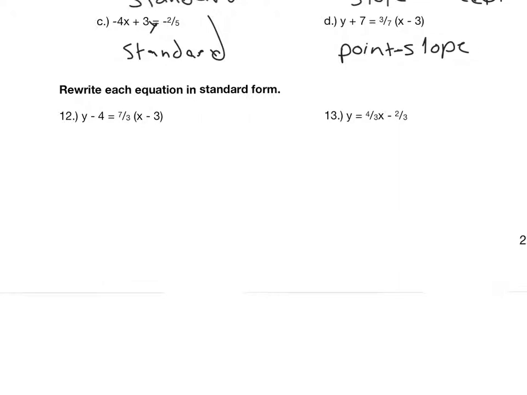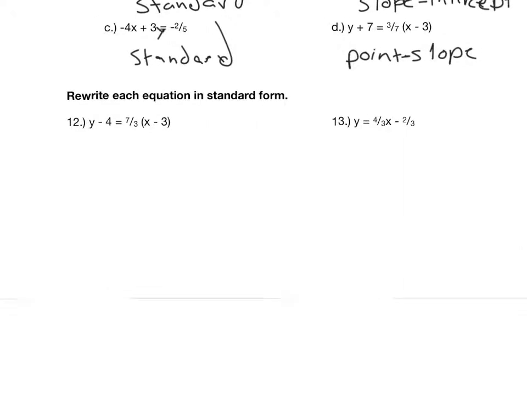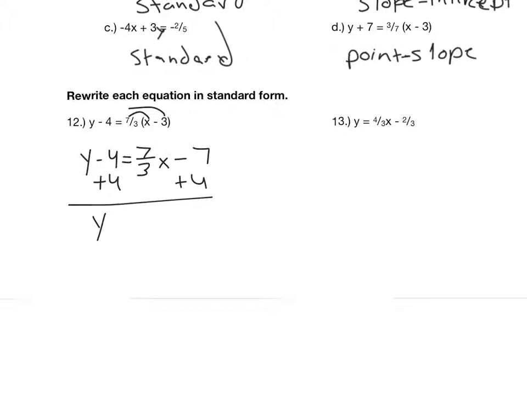Standard form is ax plus by equals c. So the first thing we're going to want to do is distribute the 7/3 to everything that's inside the parentheses. So that would be y minus 4 equals 7/3 x minus 7. And I believe we did the same example in class. So remember, it's ax plus by equals c. So we're going to want to add 4 on both sides. And if we do that, we get y equals 7/3 x minus 3. And then we subtract 7/3 x on both sides. We get negative 7/3 x plus y equals negative 3. And I hope that's what you got when you did this problem.